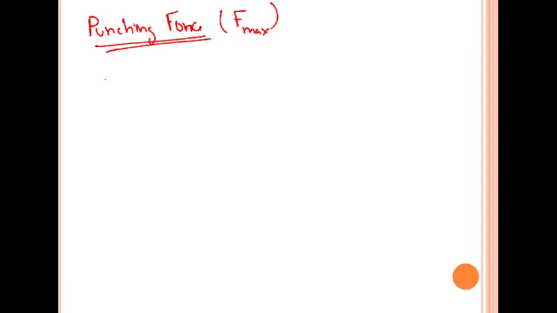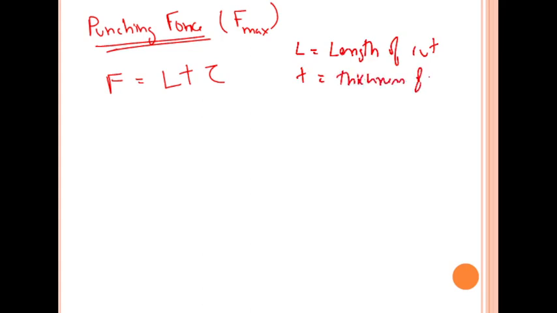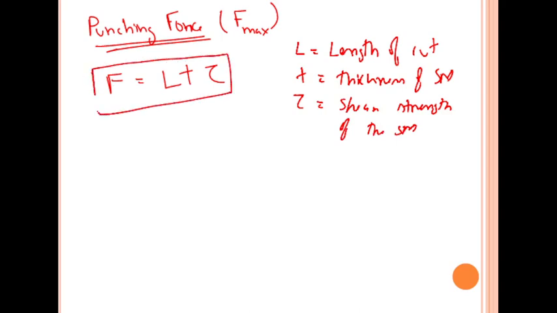The maximum punching force F will be L T tau, where L is the length of cut, T is the thickness of the sheet material, and tau is the shear strength of the sheet material. Here F max is the maximum punching force, which will be equal to LT tau, where L is the length of cut, T is the thickness of the sheet material, and tau is the shear strength of the sheet material.